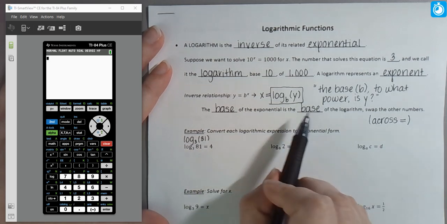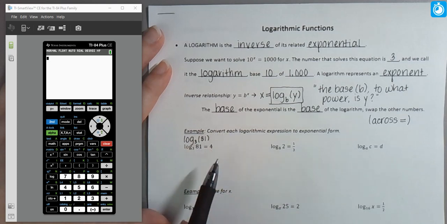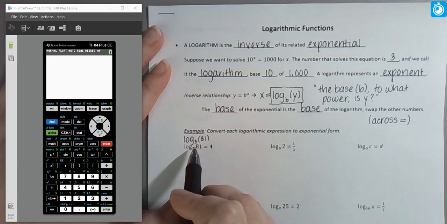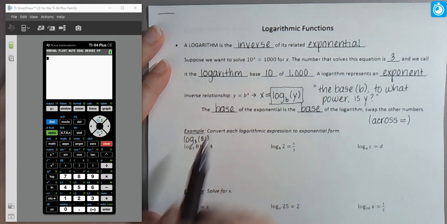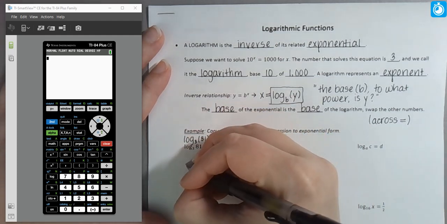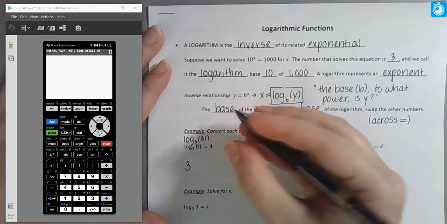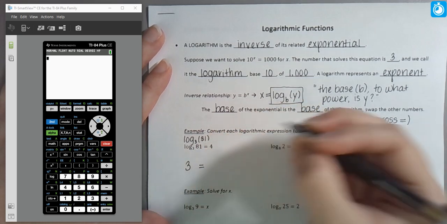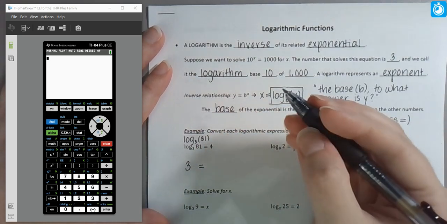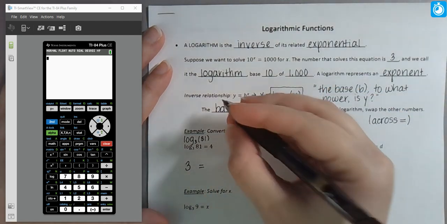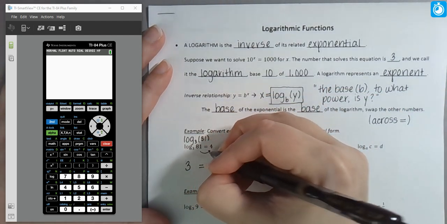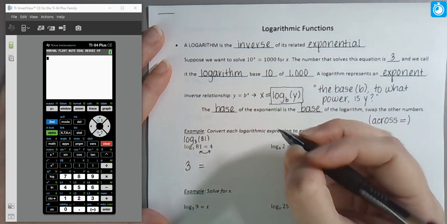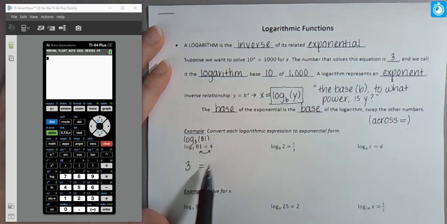Well, number one, the base of the logarithm becomes the base of the exponential. So the base in the logarithm is going to be the subscript. When we convert to an exponential, that subscript is going to become the big number. Now I'm going to go ahead and put in my equal sign. So once I take care of the base, the other two numbers in my problem are going to switch places. So 81 is going to go over here.